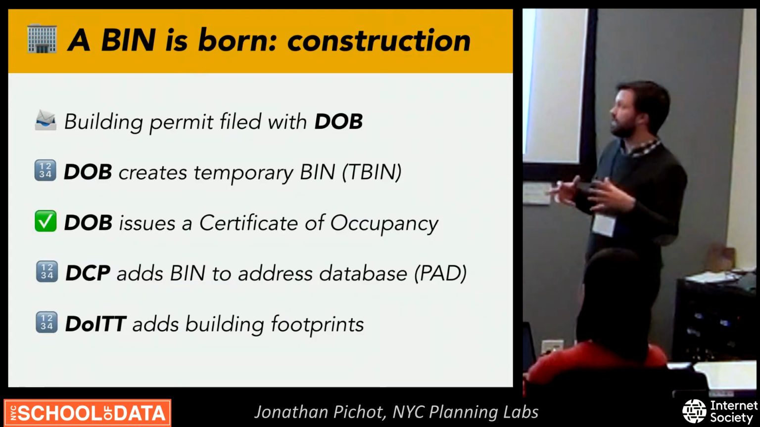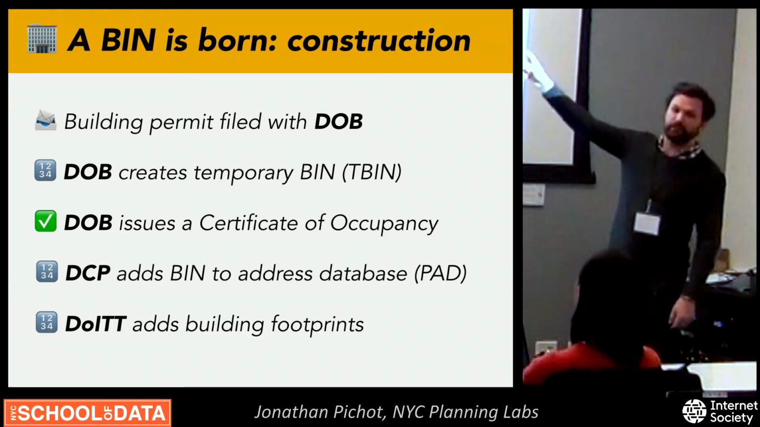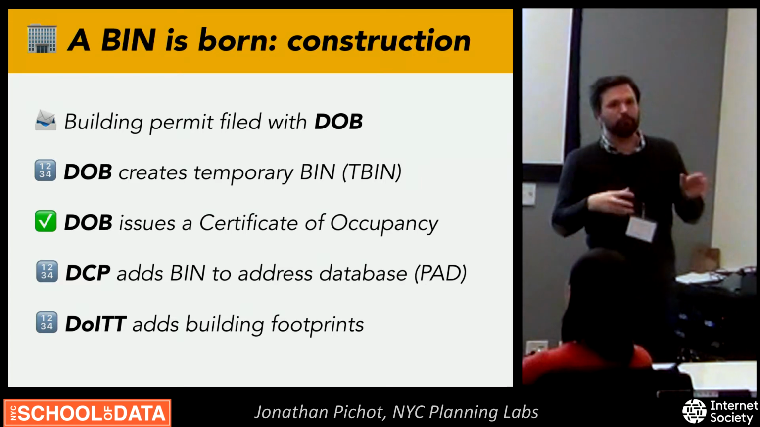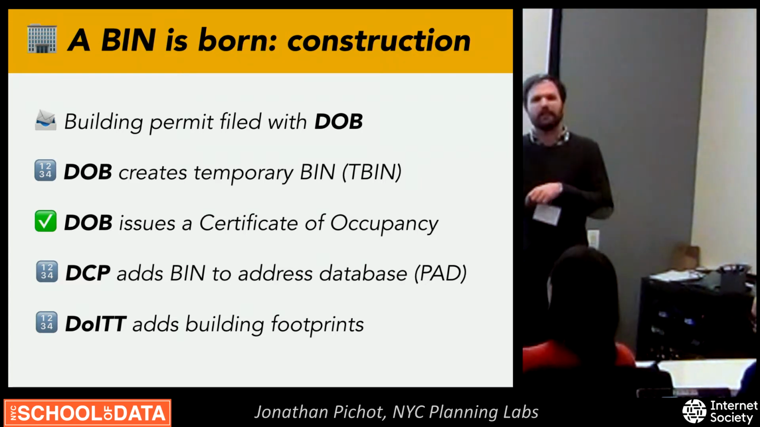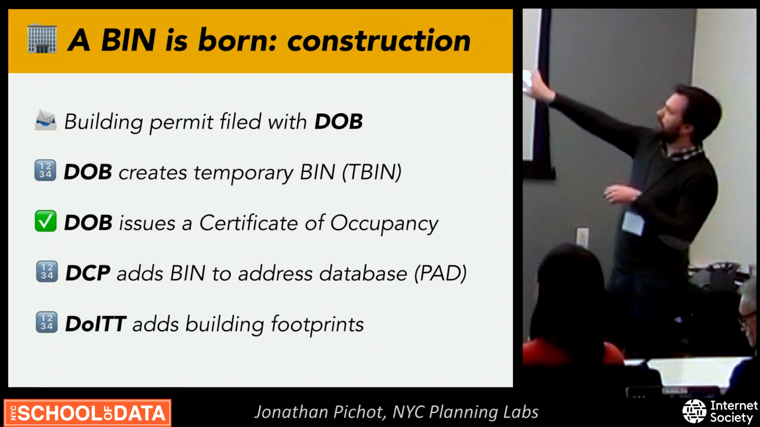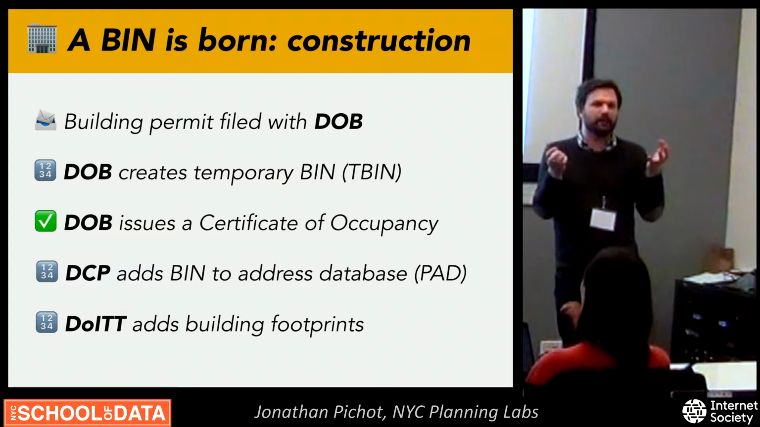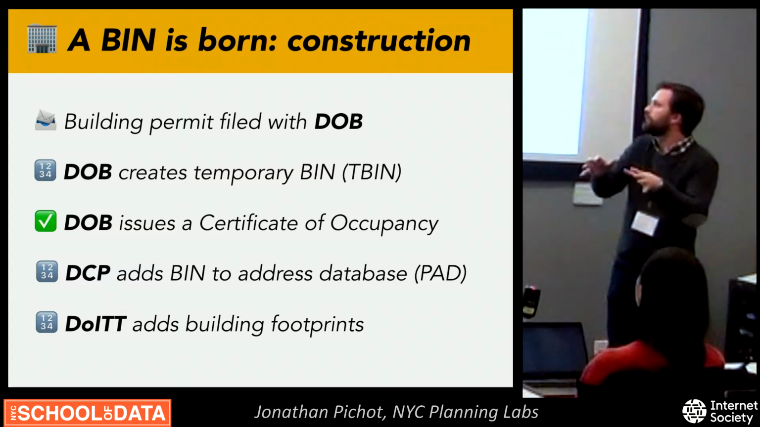So we're going to talk a little bit about the process. A BIN is created when a building permit is filed with DOB. That BIN may be created on DOB's end, or DOB might check with DCP and say, hey, give me an identifier that doesn't exist yet. That goes into paperwork. That becomes what we call a T-BIN. So it doesn't yet have an address, right? It's not yet a building that exists physically, perhaps.